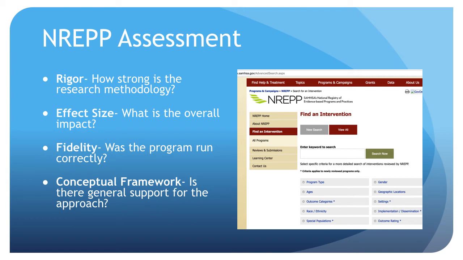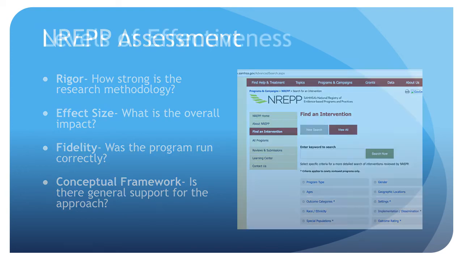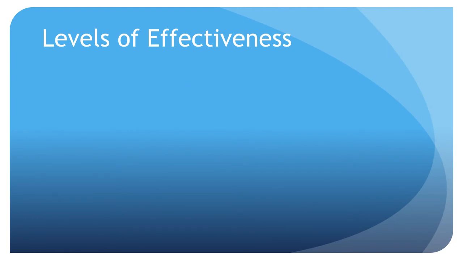They will look at the research and assess first how strong is the research methodology, and we call that the rigor. They will assess the overall impact of the program or practice. They will assess if the program or practice was run in a way that it was supposed to be run, and we call this program fidelity. And then they will examine whether or not there is general support for the overall approach that the program or practice is based on. Now then, using those criteria, SAMHSA will then categorize the program or practice into a category that summarizes the research on each program or practice that is examined.